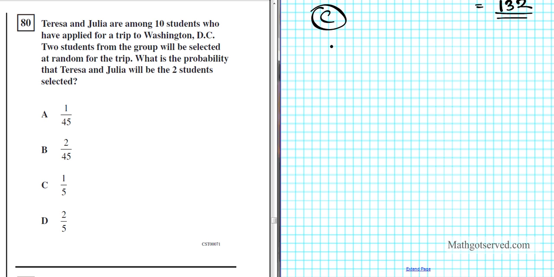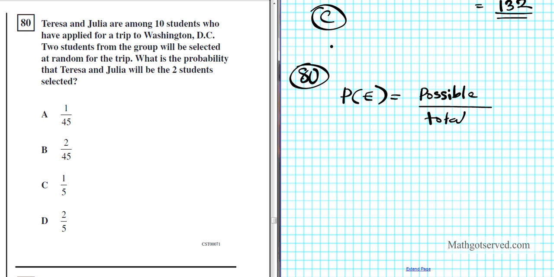Okay, so we're making two selections here. Obviously, we can't repeat because there's only one Teresa and one Julia. They're different, they're unique individuals. So let's see, how do we do this? Remember, probability of an event is basically possible outcomes over total, okay? So that's the probability formula.